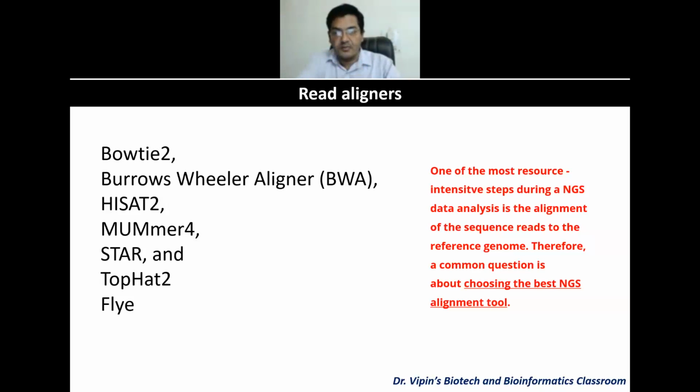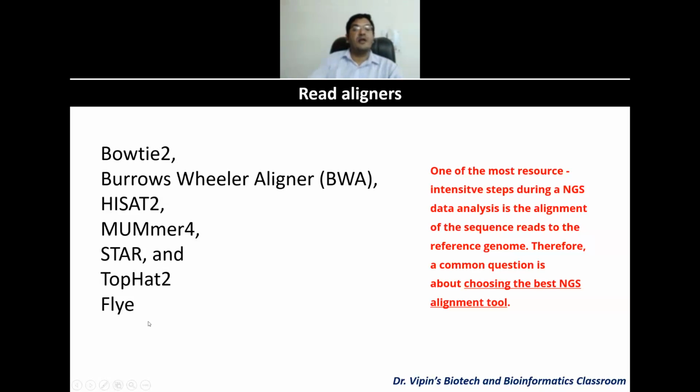So you align your data to a reference. The common read aligners include Bowtie, which is the second version now. It was earlier Bowtie, and now it is Bowtie 2. You can also use Burrows-Wheeler Aligner. You have HiSat2, which is also part of Galaxy, MUMmer, which is an HMM-based aligner, STAR, and then you have TopHat 2. TopHat 2 is for RNA-seq, and so is STAR, most commonly used for RNA-seq analysis. And then for nanopore data, you can use Flye, right?